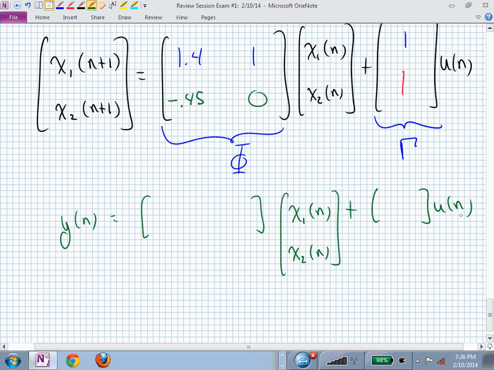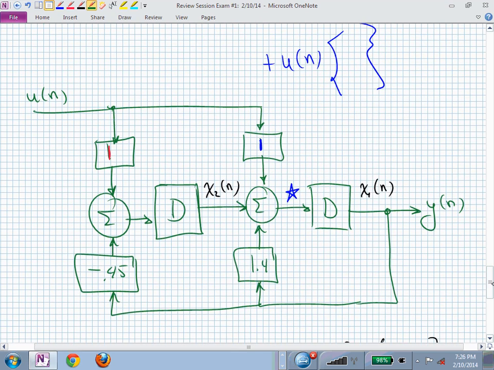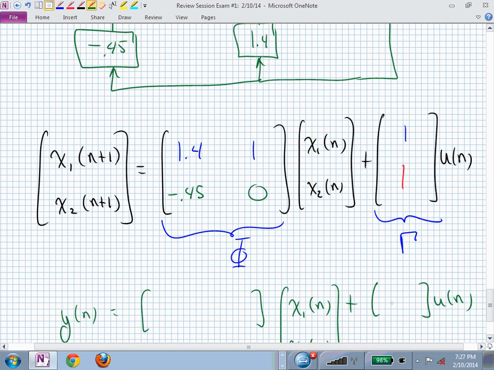And to be, let's say, exhaustive, I can show that I do have a direct feed-through term. Is there a direct connection, or is u coming over here and summing to make y of n? It's not in this particular example. That's why this is a 0.